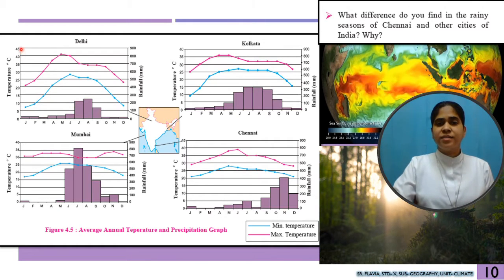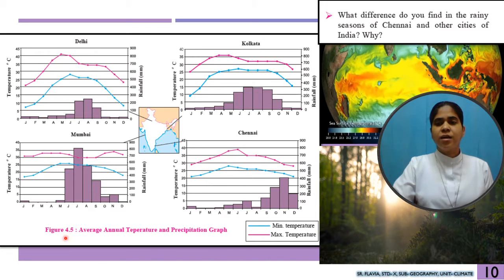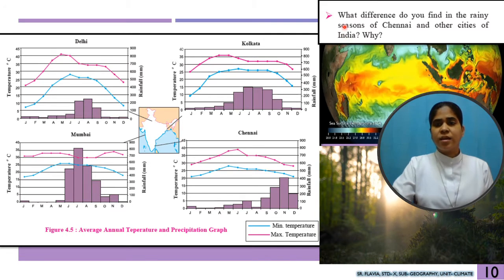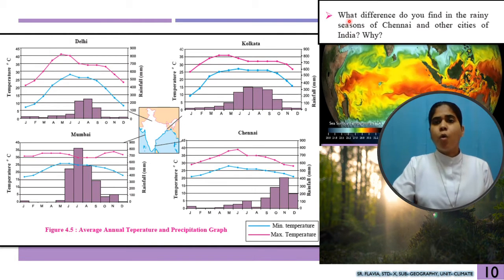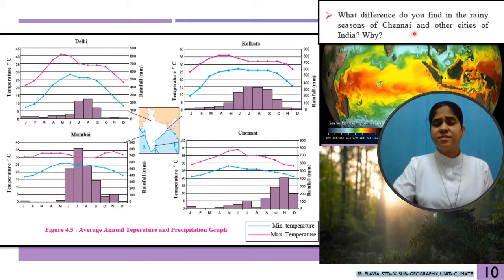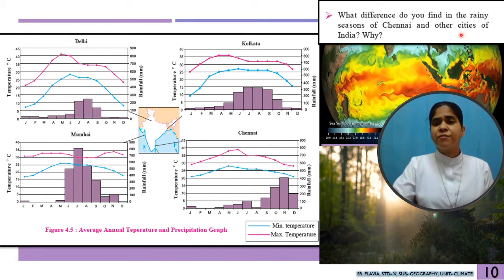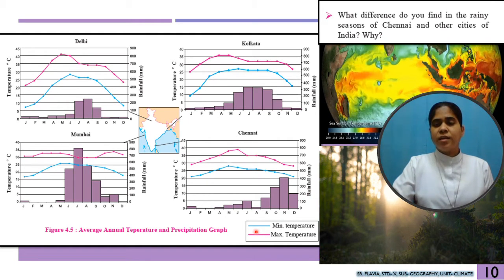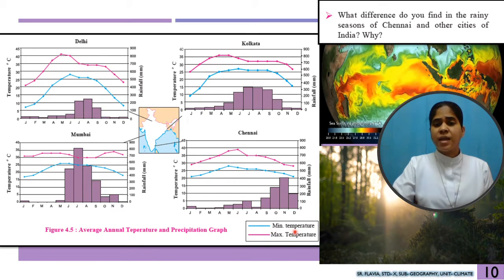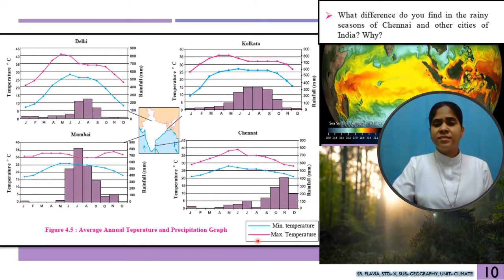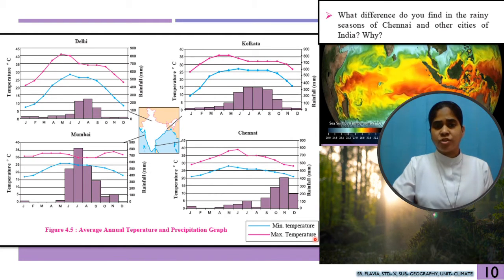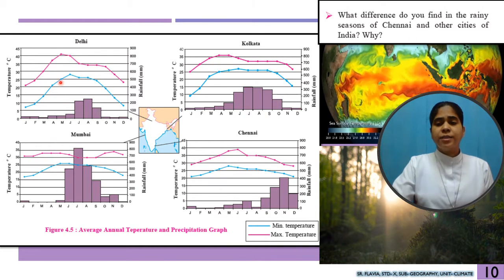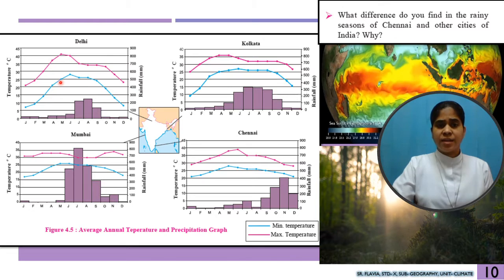Let us now study the graphs given in figure 4.5 and answer the following questions. The first question: what difference do you find in the rainy season of Chennai and other cities of India? Why? Now look at these lines. The blue line indicates minimum temperature. The pink line indicates the maximum temperature. These four graphs indicate the rainfall in the four major cities of India.